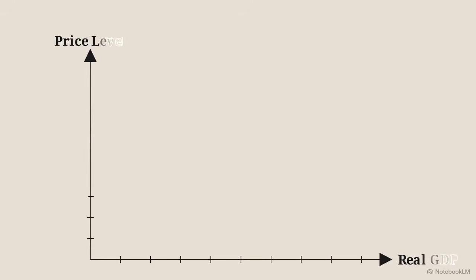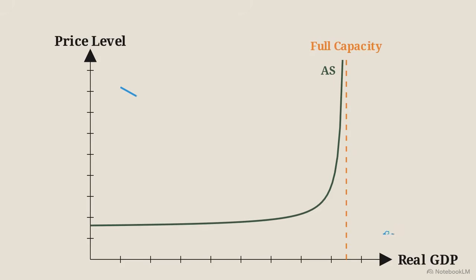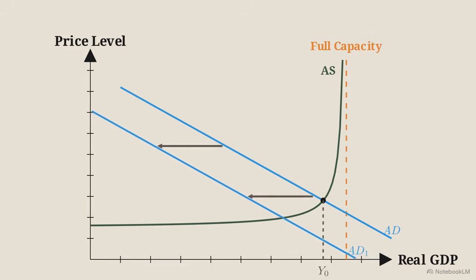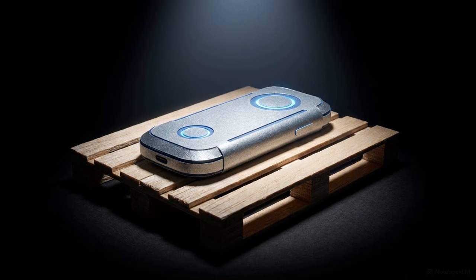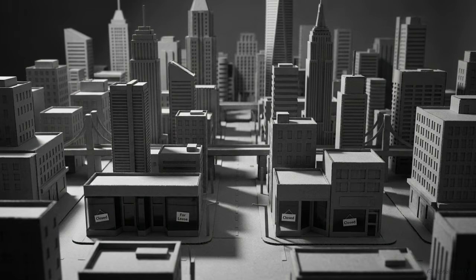Looking at this chart, we can see exactly how this slowdown happens. The reduction in net exports shifts the entire aggregate demand curve to the left, pulling the economy's real GDP backward, moving it away from full capacity. The micro-level struggle to sell a single gadget abroad aggregates directly into a contracting domestic economy and widespread job losses.